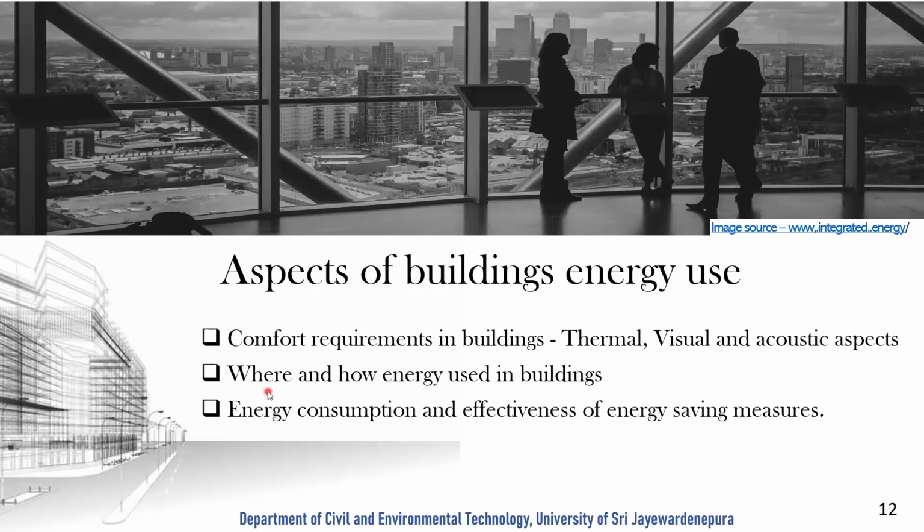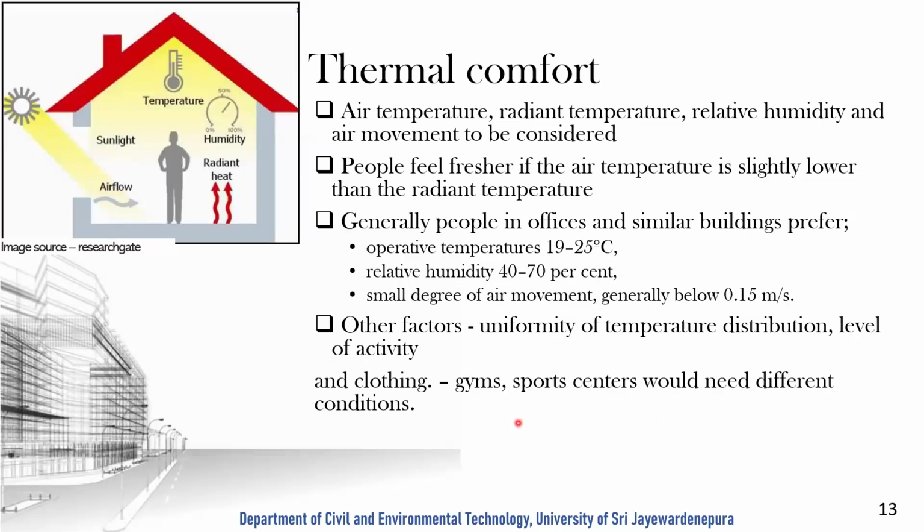So how we figure out where and how energy is used in buildings, and then we will discuss energy consumption and the effectiveness of some energy saving measures. So first one is thermal comfort. There are several terms: air temperature, radiant temperature, relative humidity, air movement.